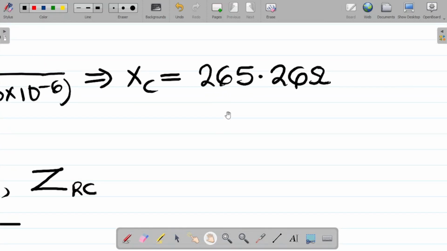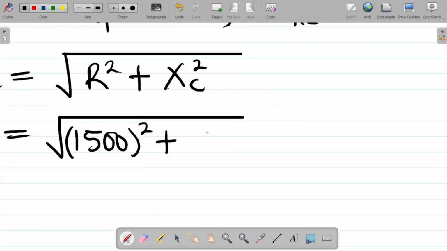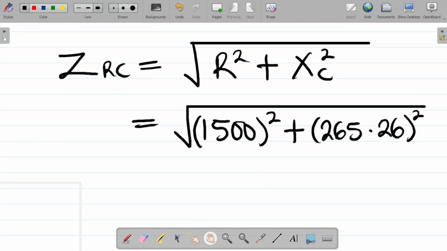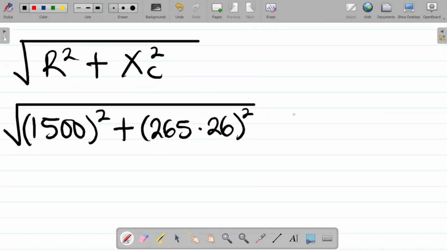XC is 265.26. That becomes 265.26 all squared. All right, so we have this. Let's solve this. From here, Z, the impedance of the circuit for the resistor capacitor circuit, is equal to... so just go straight to punching this and see what I have.